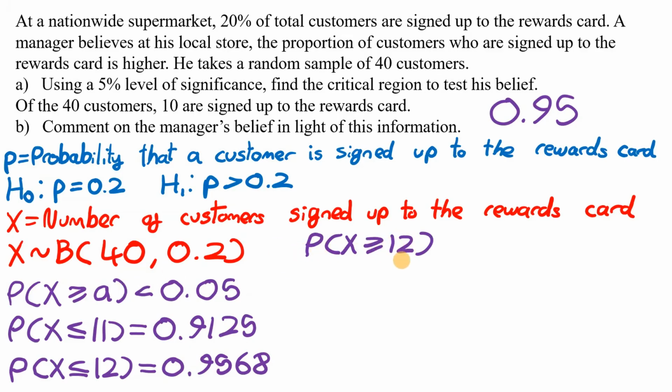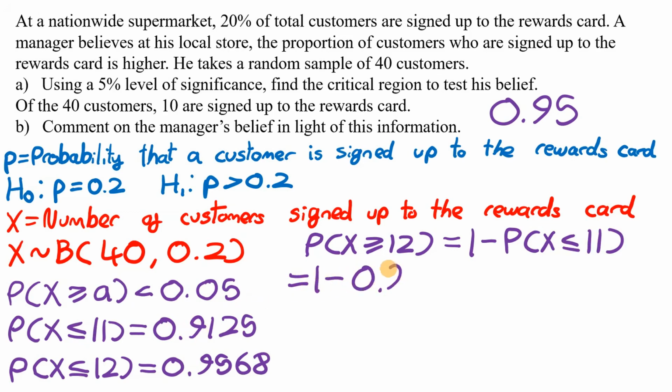Now, we talked about in the binomial distribution video that we've already referenced, in order to find this probability we need to find 1 minus the probability that x is less than or equal to 11, and we found this is equal to 0.9125. So this is 1 minus 0.9125, and if you put that into your calculator, it's equal to 0.0875. Now we need this to be less than 0.05. This is bigger than 0.05, so this probability is too big.